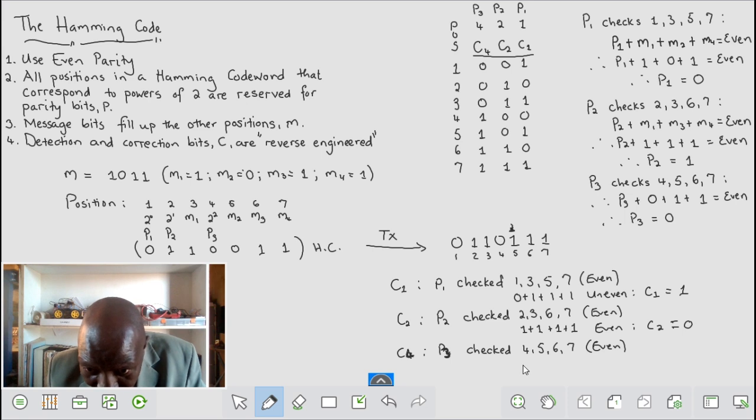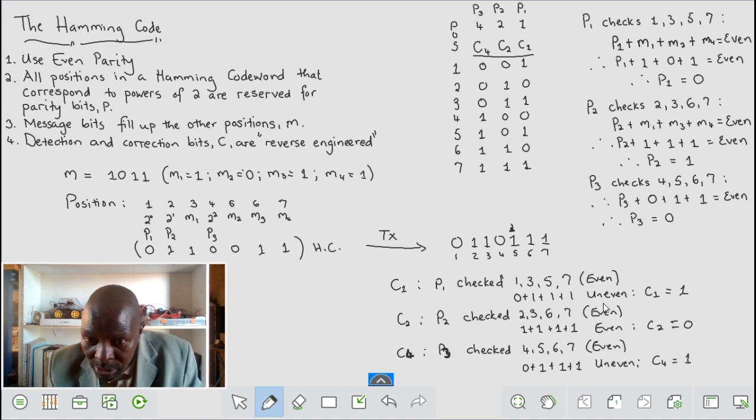Now if we look, position 4 in our received number is a 0. Position 5 in our received number is a 1. 6 is also a 1, and 7 is a 1 as well. Now it says no, this is not even, and therefore C4 is declared a 1.